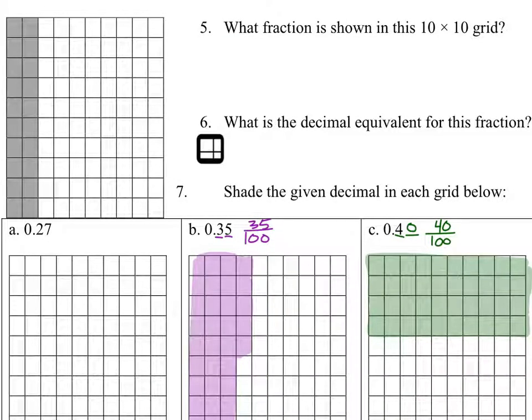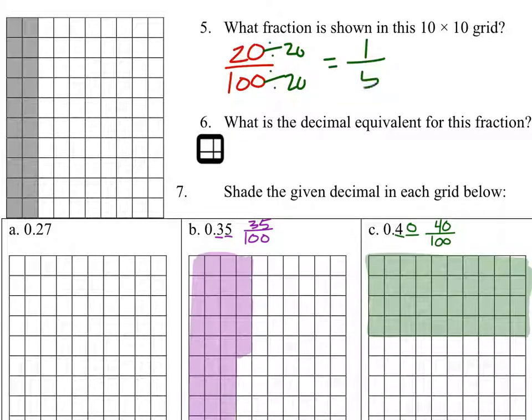Alright, so this is a 10 by 10 grid, so there's 100 of these squares. And we can see that this row is shaded in, and so is the second row. So that's 2 rows of 10, which means that 20 are shaded out of the 100 squares. Now if we simplify these, which we can do, both these are divisible by 20. So this ends up being 1/5.